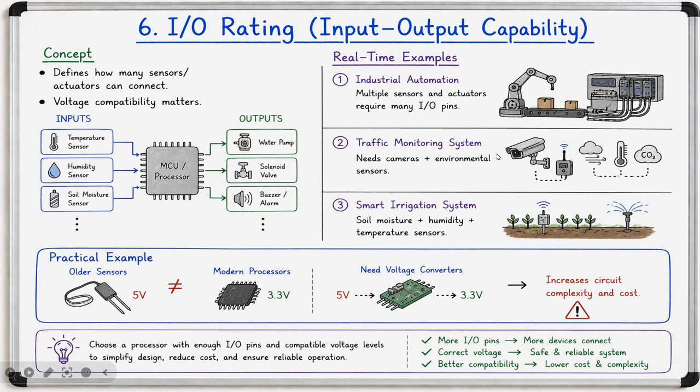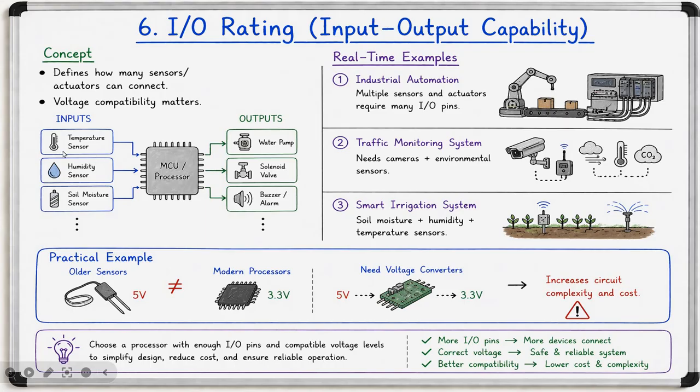Second example is the traffic monitoring system, which needs cameras as well as environmental sensors. The system includes cameras, pollution sensors and speed detectors, and this requires multiple input output connections in order to handle different data sources. And the third is the smart irrigation system, where you require soil moisture along with humidity and temperature sensors. It uses the soil moisture, humidity and temperature sensors all together, and hence sufficient input output pins are needed in order to connect all the sensors.